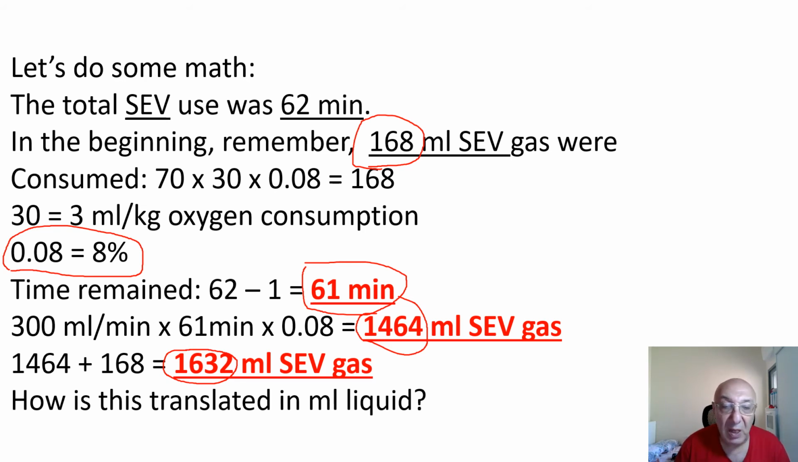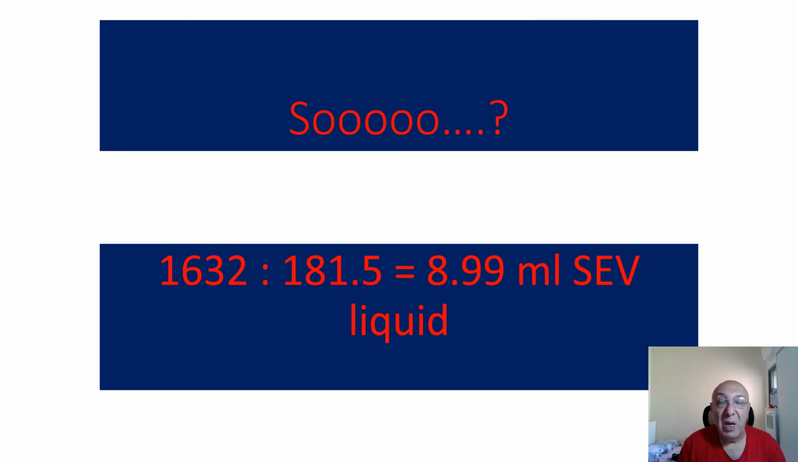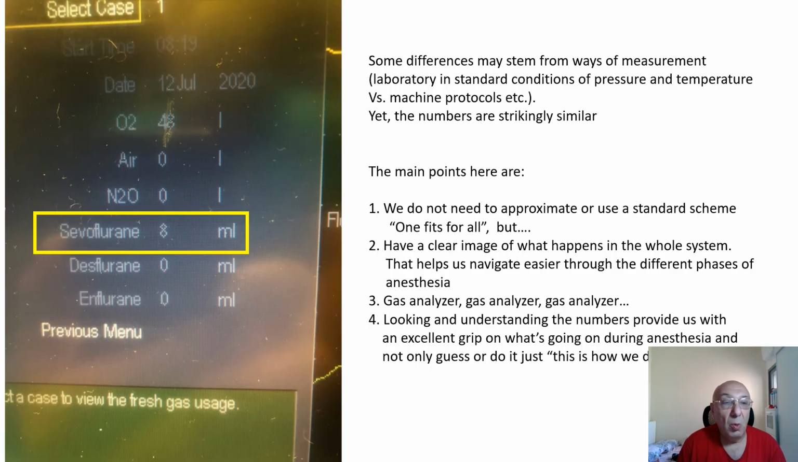But how do we translate milliliters of gas into liquid? Looking at this table, similar tables can be found in other books too. So here, 181.5 milliliters of gas correspond to 1 milliliter of sevo liquid. So let's see what we get. By our calculation, this is what we should have used. How much did we really use? Wow, 8 milliliters.